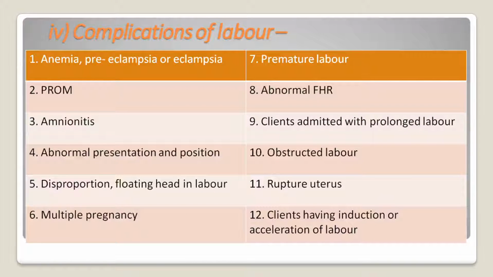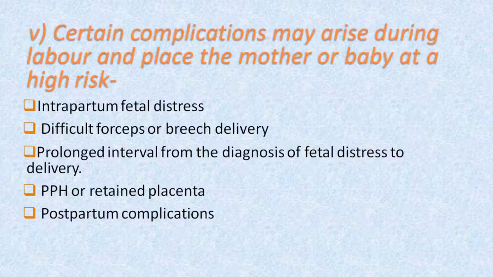Complications of labor include anemia, preeclampsia, eclampsia, premature rupture of membrane, amnionitis, abnormal presentation and position, disproportion, floating head in labor, multiple pregnancy, premature labor, abnormal fetal heart rate, clients admitted with prolonged labor, obstructed labor, rupture of uterus, and clients having induction or acceleration of labor.